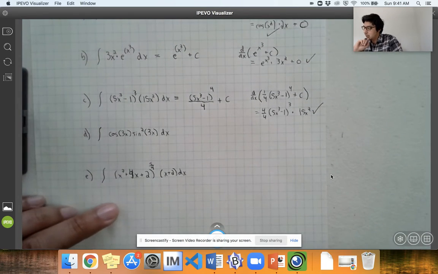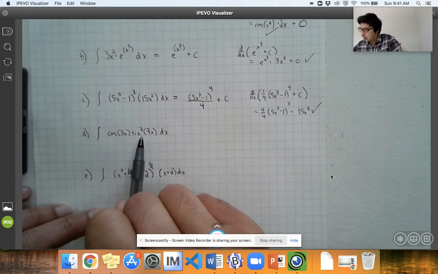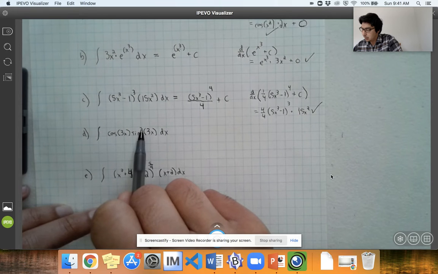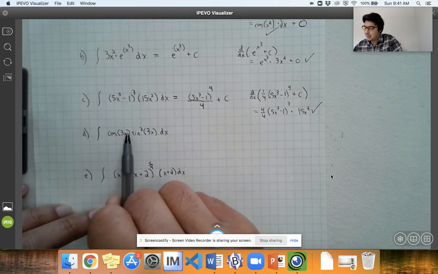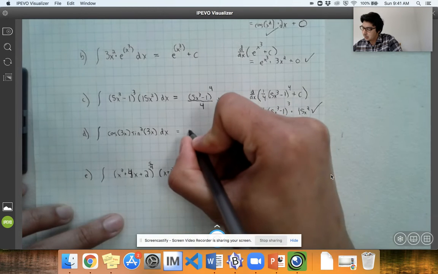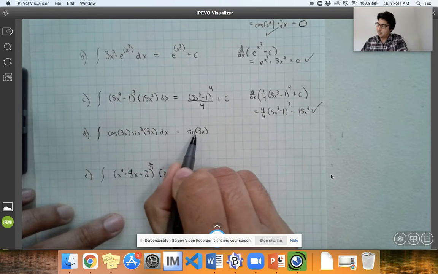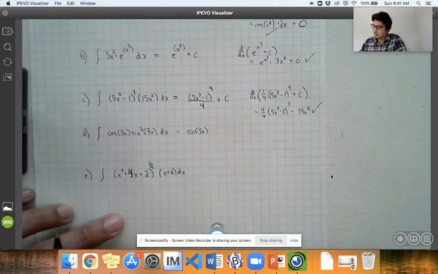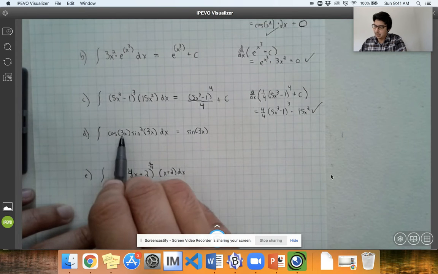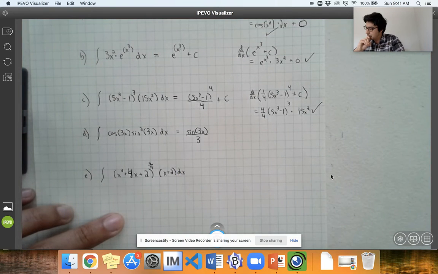Okay, cosine of 3x, sine squared of 3x. So is there a derivative of something in here? Well, I see a squared, and I know that by the chain rule, I'm going to have to take the derivative of the inside there. And the derivative of sine is cosine. So I think sine is what I'm going to be using here. So let's stick with the sine of 3x, because if you take the derivative of sine of 3x, we'll get cosine of 3x. But then because of the chain rule, we're going to have a times 3. So I have to account for that by dividing by 3.